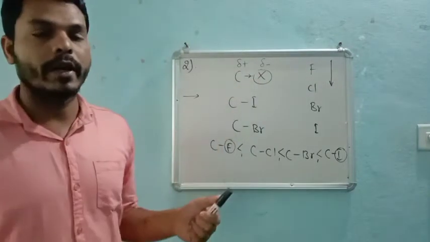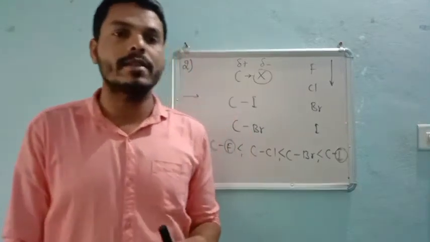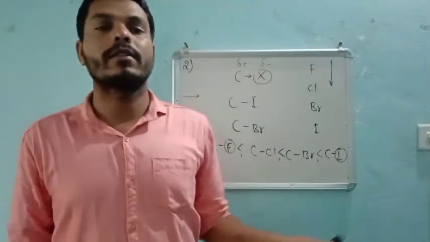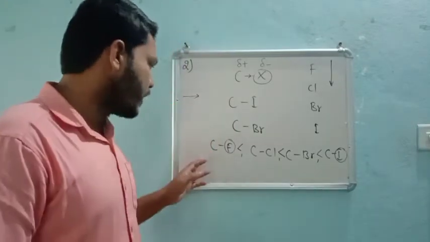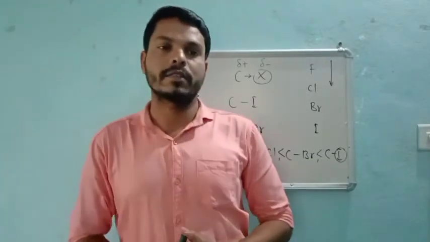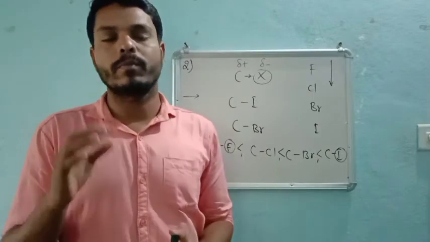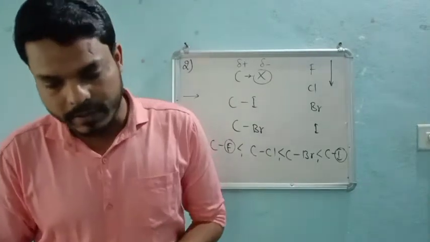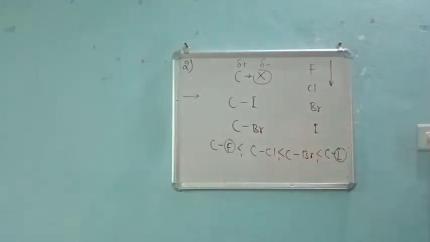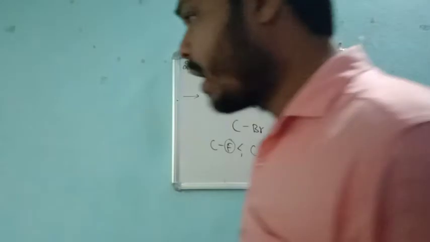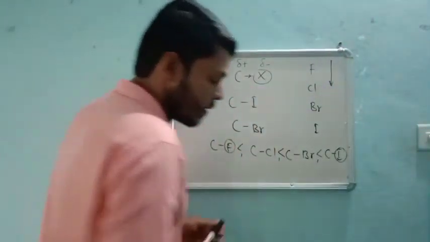Coming to the third point, which is based on the size. As the size increases, bond length also increases, right? And finally, as the bond length increases, bond enthalpy, that means bond energy, decreases. So these are some basic things about haloalkanes.